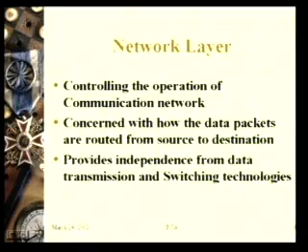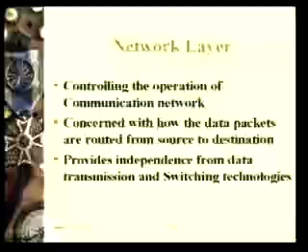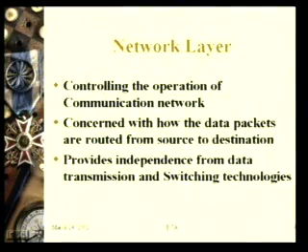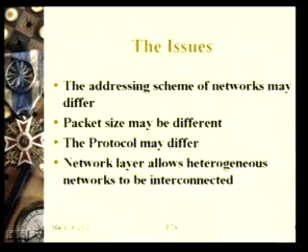Network layer, controlling the operation of the communication network. So the communication network is there, which is provided by the data link layer. How to control these operations? It is concerned with how data packets are routed from source to destination. It provides independence from data transmission and switching technologies, which are taken care of at the data link layer. Gradually you will find the services are becoming stronger and better and closer to what you have. The issue mainly is that the addressing scheme of various networks may differ, so how to handle that.